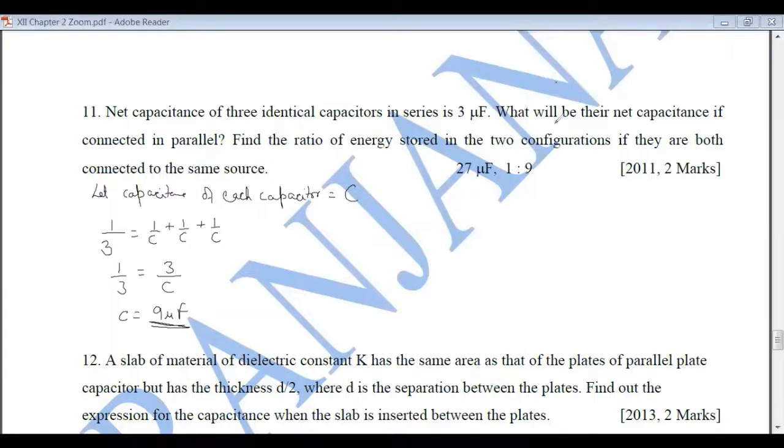Now it is asked what will be their net capacitance if they are connected in parallel. When they are connected in parallel, it will be equal to C plus C plus C, and each capacitor has a capacitance of 9, so 9 plus 9 plus 9, which is 27 microfarad. Next is to find the ratio of the energy stored in the two configurations if they are connected to the same source.